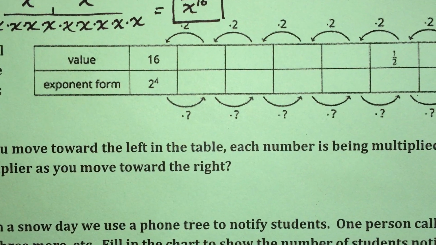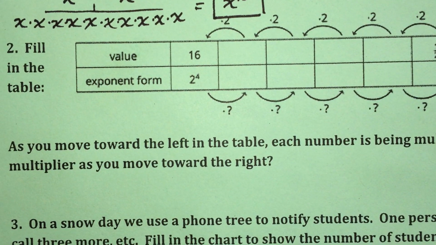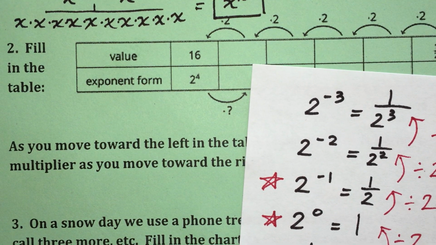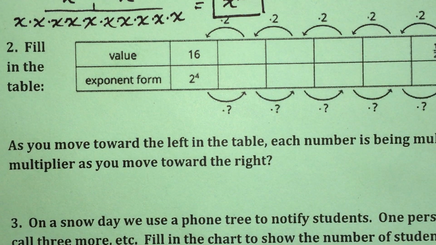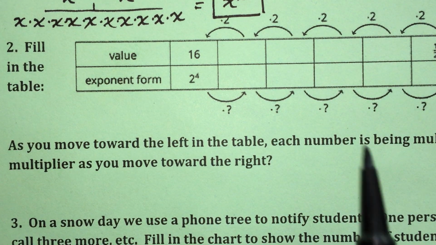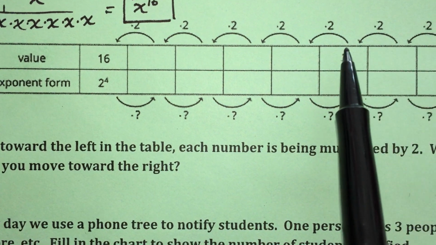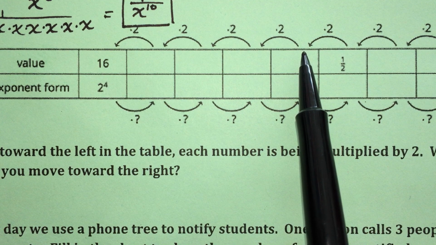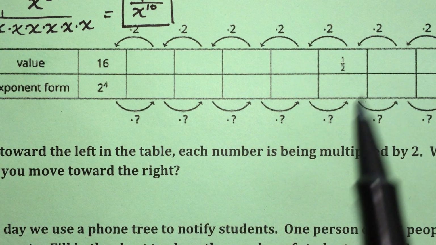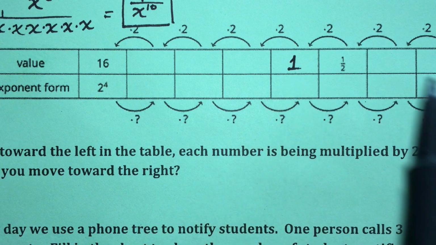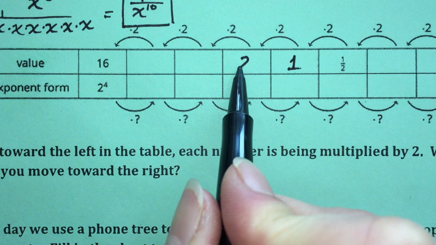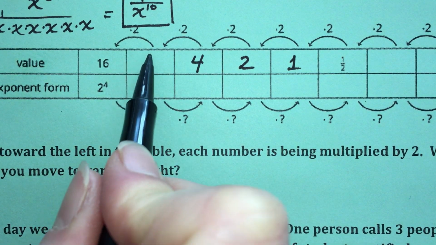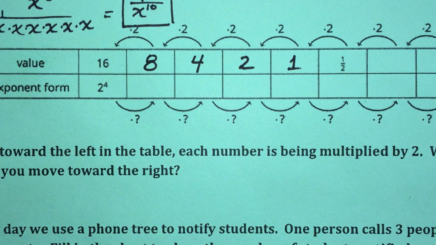Let's move on. The next problem is a lot like what I just showed you because it's related to base 2. Fill in the table. As you move to the left, each number is being multiplied by 2. So as we go from right to left, for example, from a half, it says multiply by 2. So a half times 2. If you have 2 halves, you have a whole. So that's a 1 right there. Multiply by 2. We're going up. 1 times 2 is 2. 2 times 2 is 4. 4 times 2 is 8. And 8 times 2 is 16.